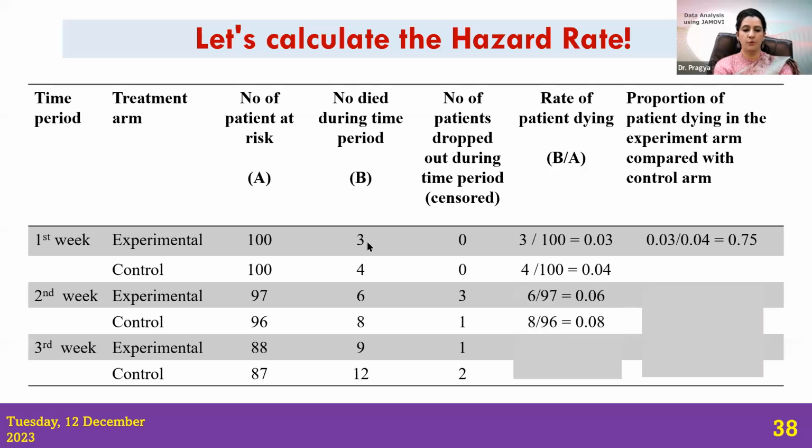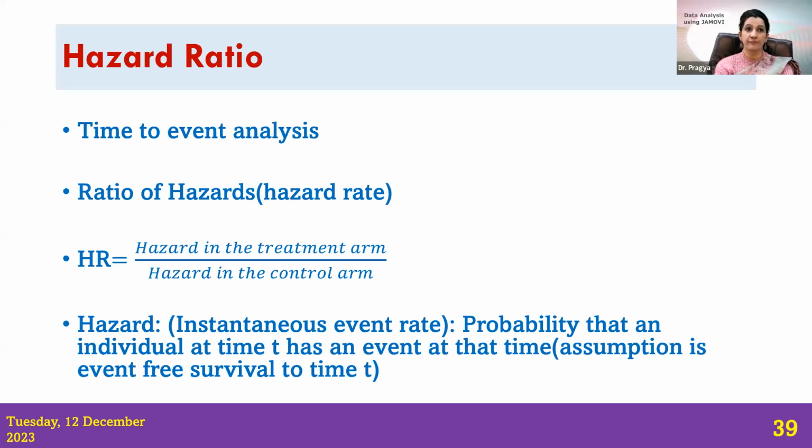Similarly, if you go to the second week, here also you can see that 6 people died during this time point and 8 people died in the other group, and this is the dropout. Again, we are not considering the dropout here, because the hazard rate and dropout are useful for the survival probability. Here we are calculating the proportion of patients dying in the experimental arm as compared to the control arm. This is only to show you the proportional hazard assumption: at each time point, if you see these two ratios, they are nearly the same, 0.75, 0.74 and 0.75, 0.71.